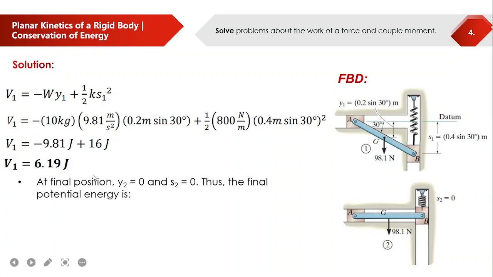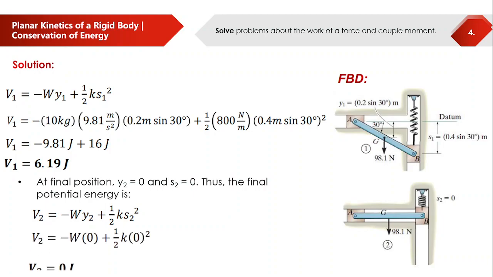At the final position naman, Y sub 2 is equal to 0 and S sub 2 is equal to 0. That's the final potential energy. Ayan, so 0 lahat, no? Kasi nga, wala silang displacement or wala silang displaced distance. So that will be V sub 2 is 0. Okay?